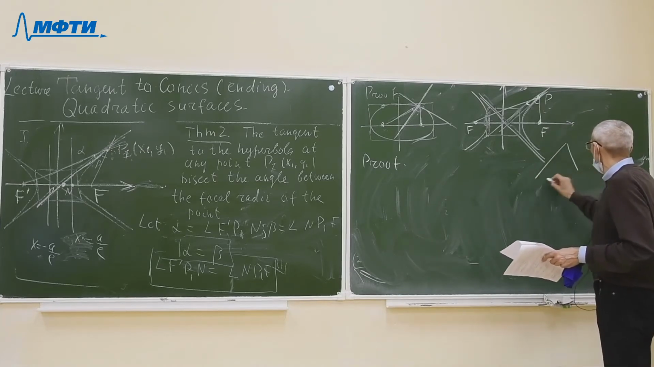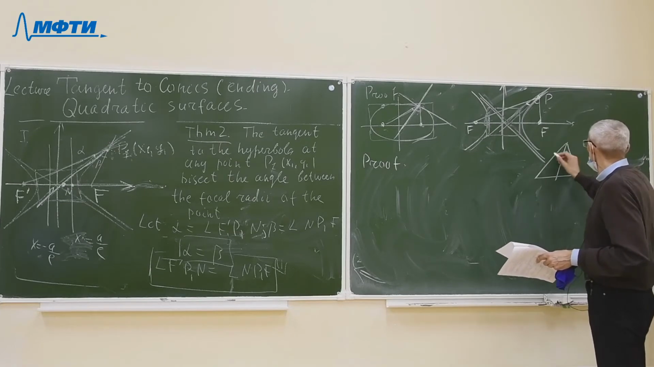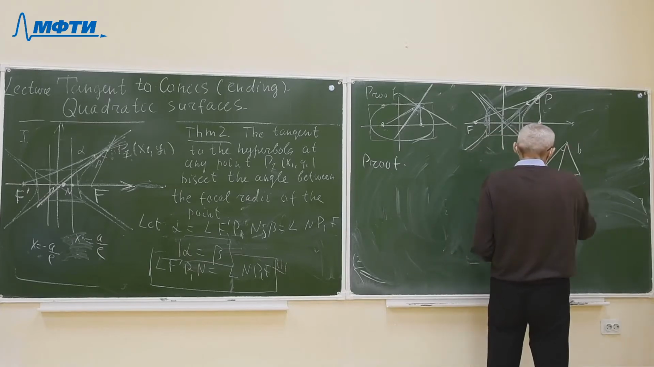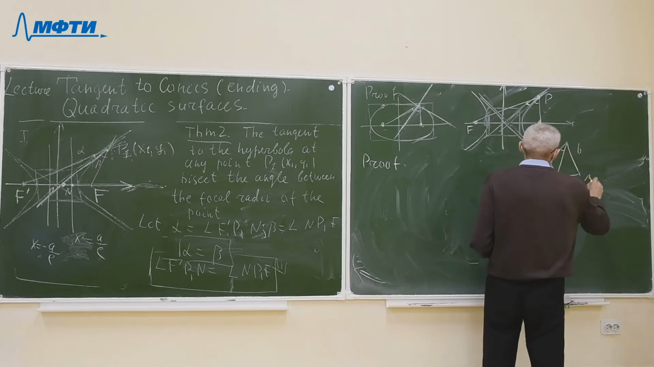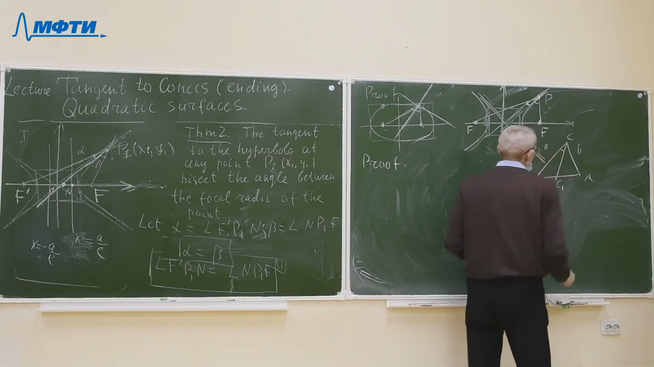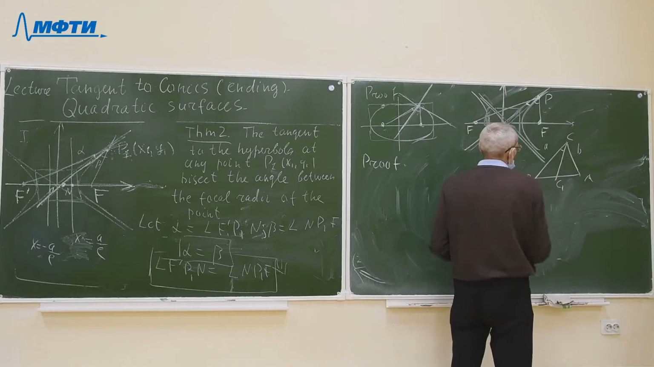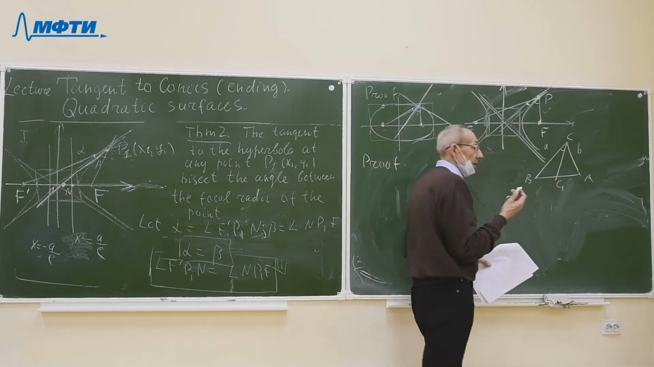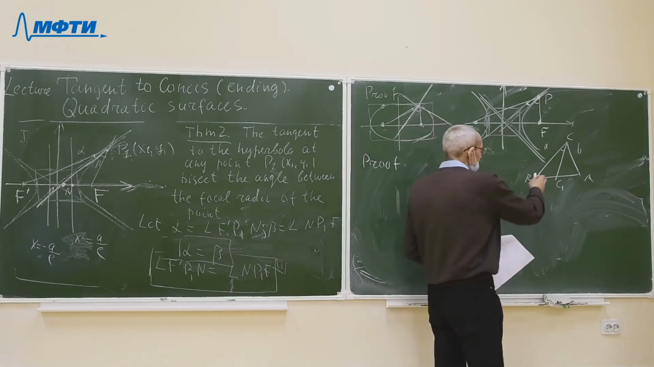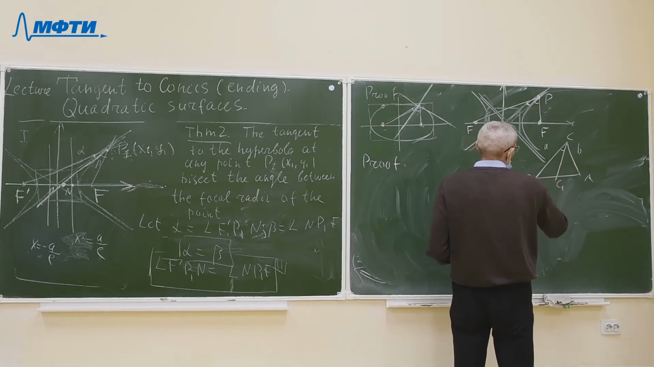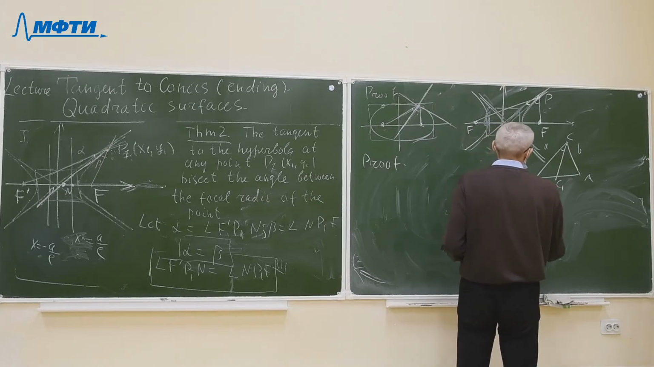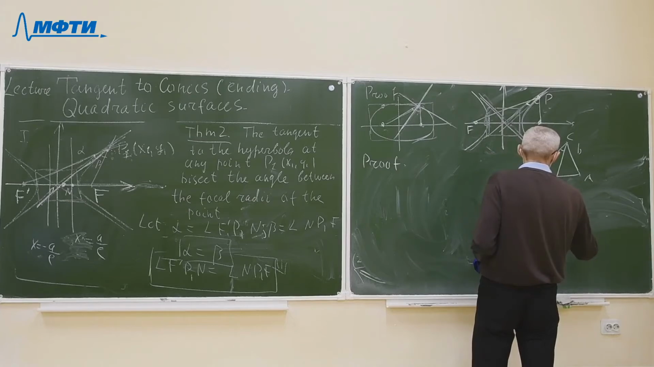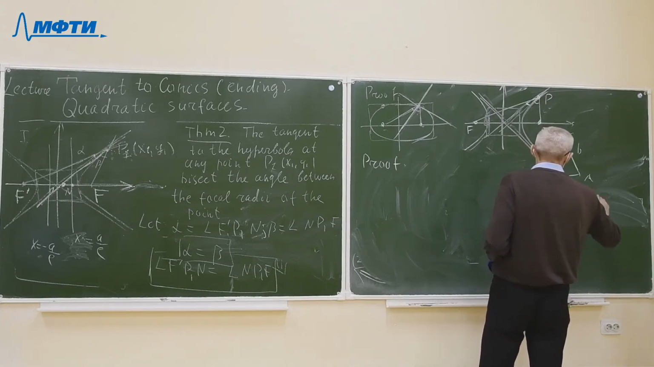If we have any triangle with sides A, B, C, and let CC1 bisect the angle BCA, we have the main property of bisectors: the ratio BC to CA is equal to the ratio BC1 to C1A.